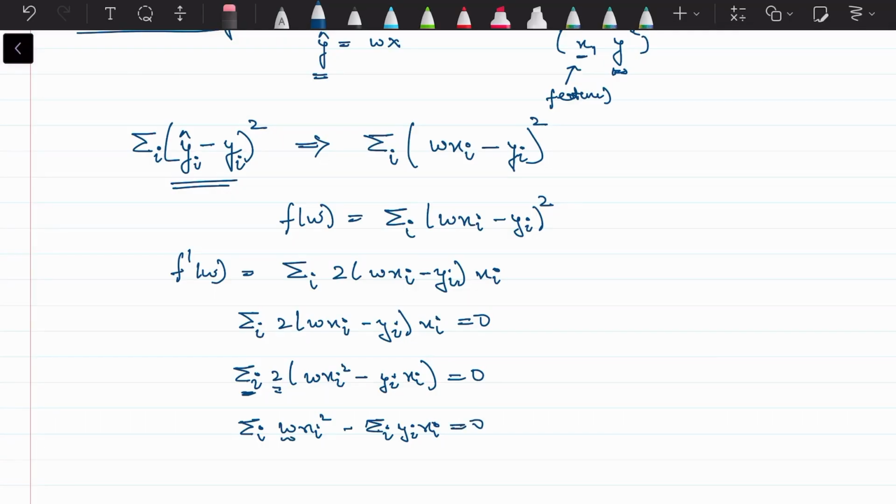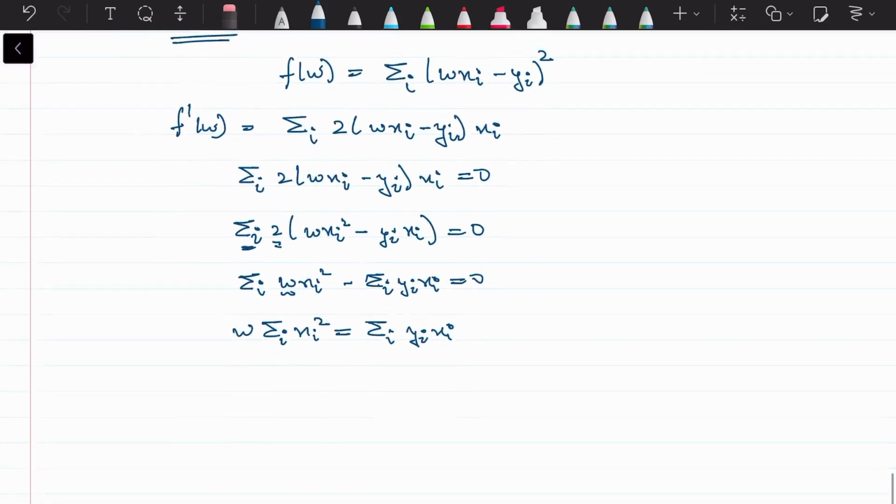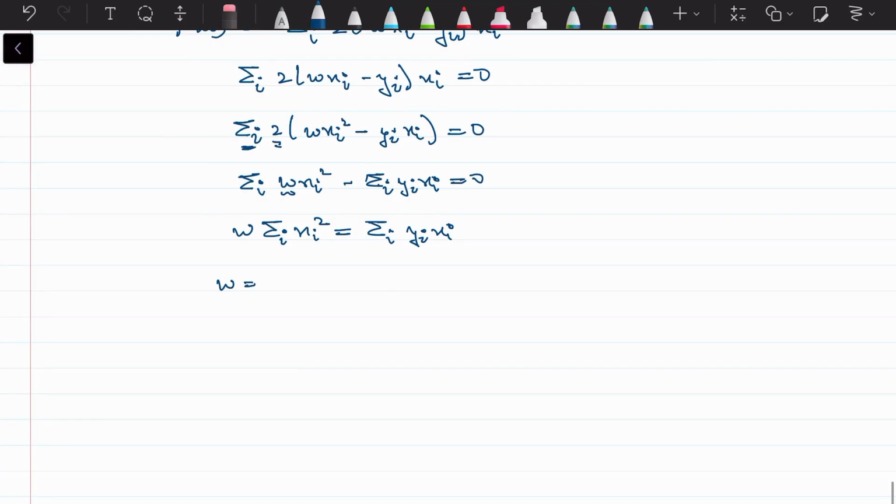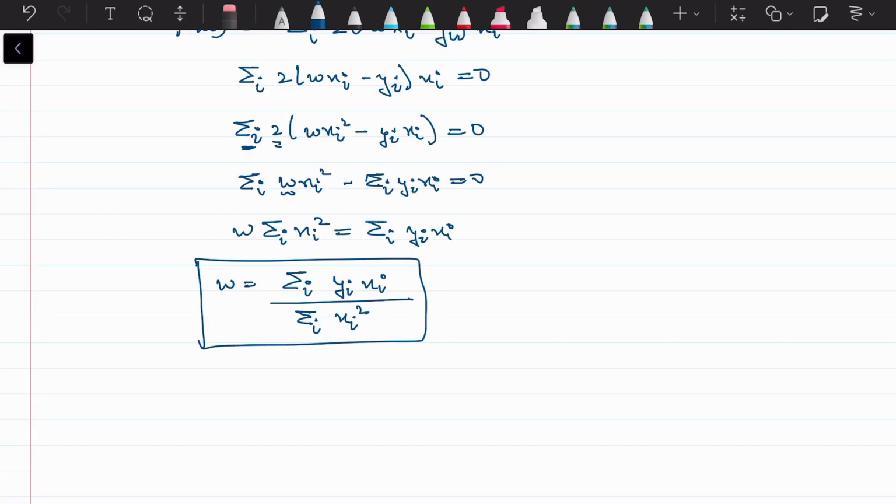And now since w is a constant, it doesn't depend on i, so we can take w outside, summation i xi whole square, and this term can go to the RHS, summation i yi xi, right? So from this we can say that w is equal to the sum over all the examples of yi xi divided by the sum over all xi squares. So we can use this formula to calculate the optimal w.